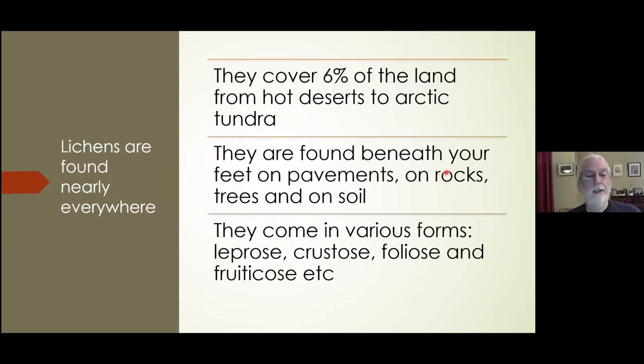So where do you find lichens? Well, nearly everywhere, really. They're estimated to cover about 6% of the land, from hot deserts to Arctic tundra. In Wanstead, we don't have either of those habitats, but we do have pavements, and lichens are found on the pavements beneath your feet. They're the sort of chewing gum marks that you might be annoyed by. They're found on rocks, they're found on trees, branches, and they're also found on the soil. And I'm going to talk a little bit about soil lichens later on, because they've become a particular interest of mine.